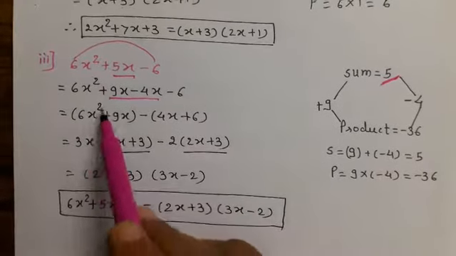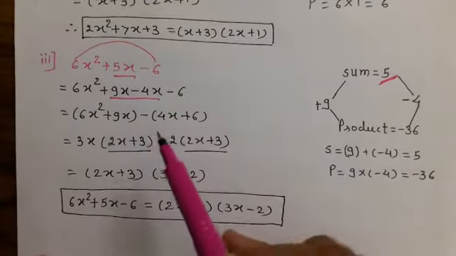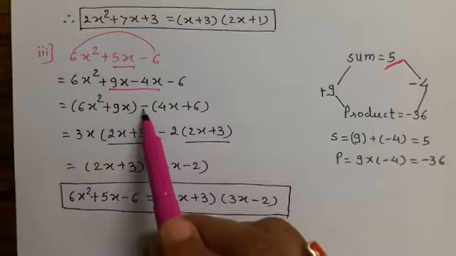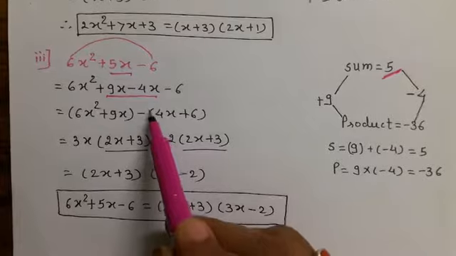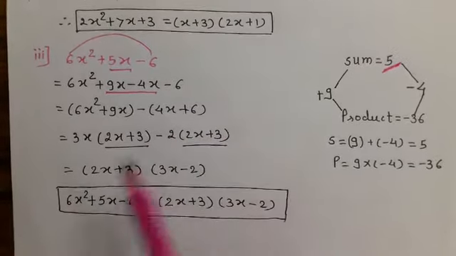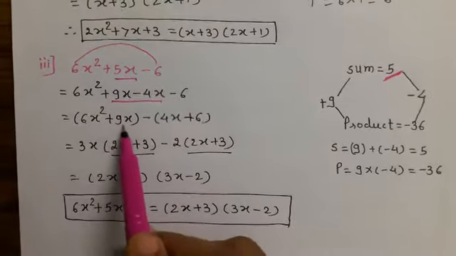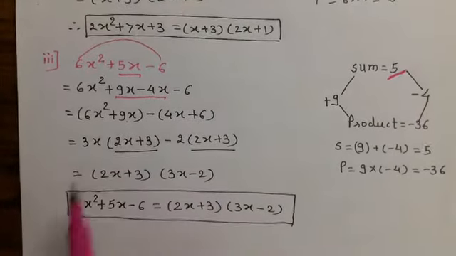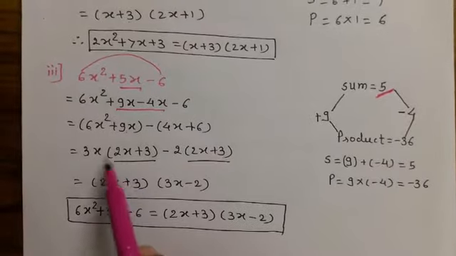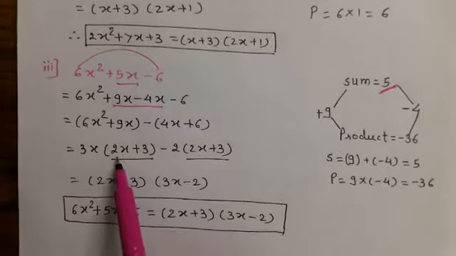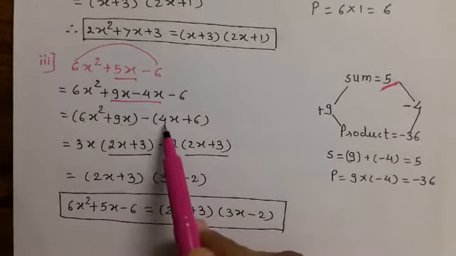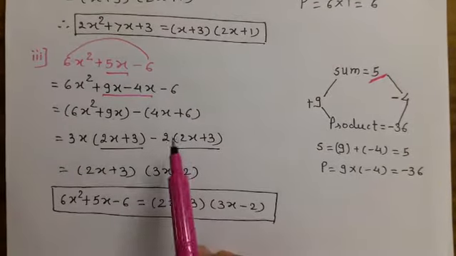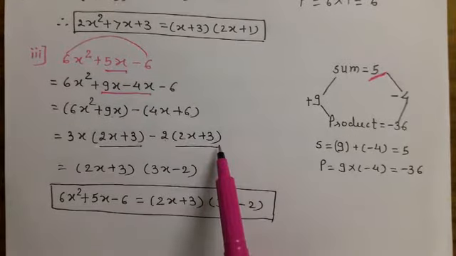We will do the grouping. 6x square plus 9x in the first group. Then in the second group minus 4x minus 6. Are you finding? Both are having a minus sign. So we will take out minus as common. So what is left in the bracket? 4x plus 6. Now from the first two terms 3 is common, because 3 3s are 9 and 3 2s are 6, and x is common. So what is left? 2x plus 3. And from here 2 is common, because 2 2s are 4 and 2 3s are 6. So 2 is common, only 2, not x, and 2x plus 3.